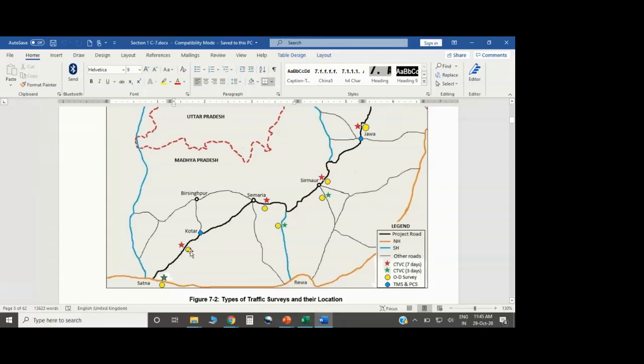The red stars that you see are the CTVC locations. The green stars are the CTVC locations for the influence corridor. And the yellow dots that you see are the OD survey, which is the next survey that we will discuss in this series.